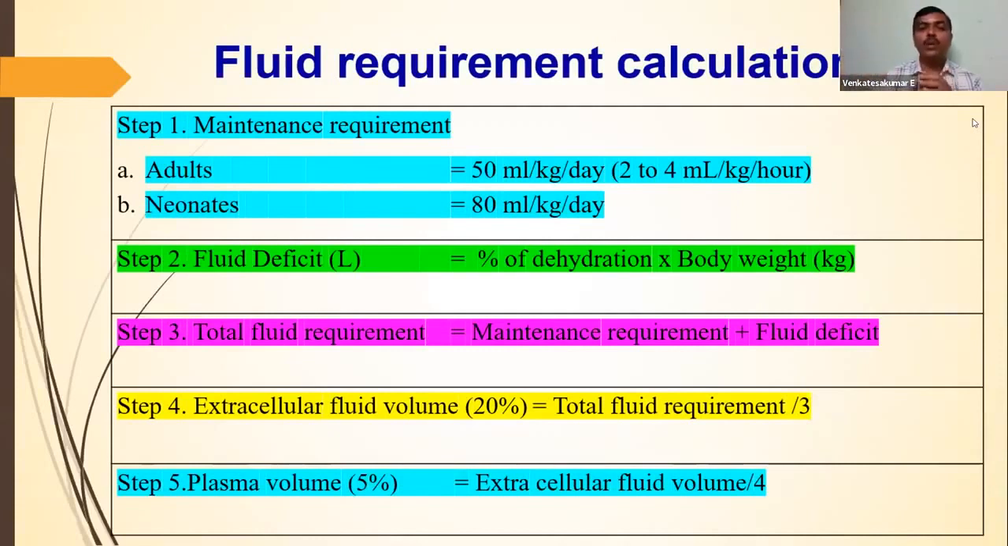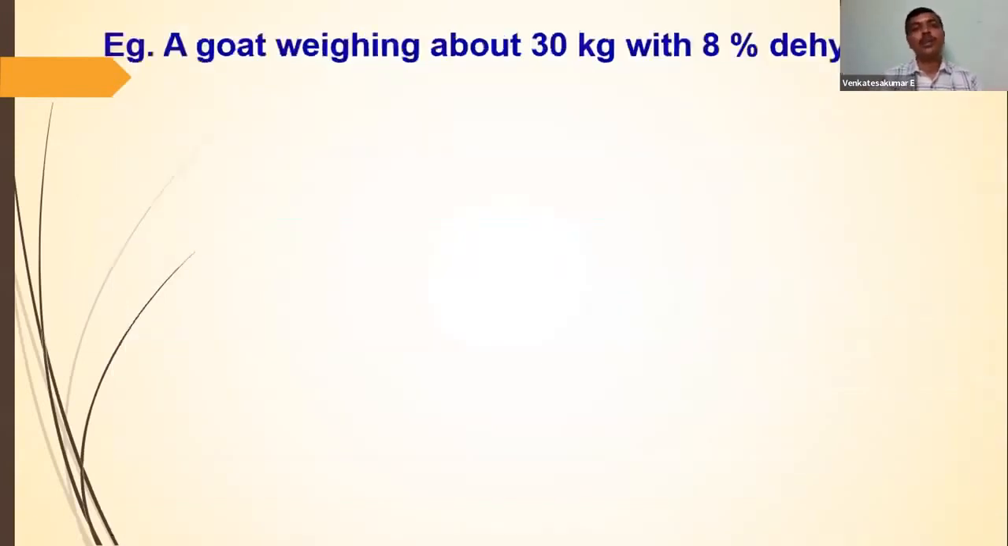From the extracellular fluid volume of 20%, 5% is the plasma volume. So out of 20, 5%. To identify the plasma volume or intravascular volume, we divide the extracellular fluid volume by 4. Why 4 fractions? The 20 is divided into 4: 15% accounts for interstitial fluid and 5% for the intravascular. That's why one fourth. If you remember this, we can easily go for an example, step by step.